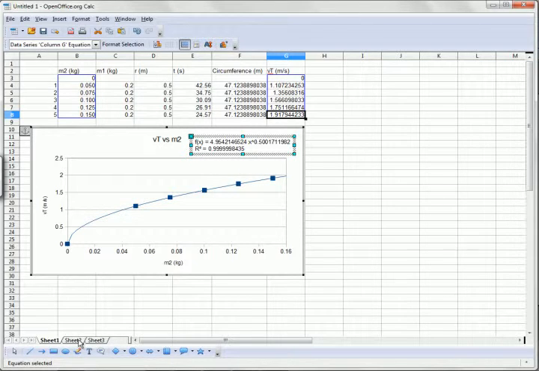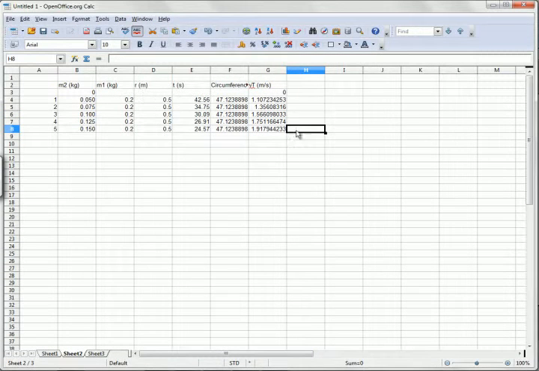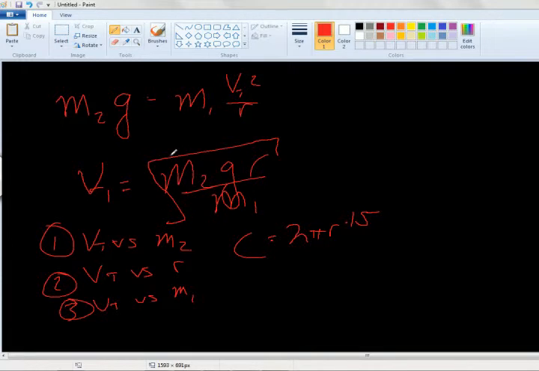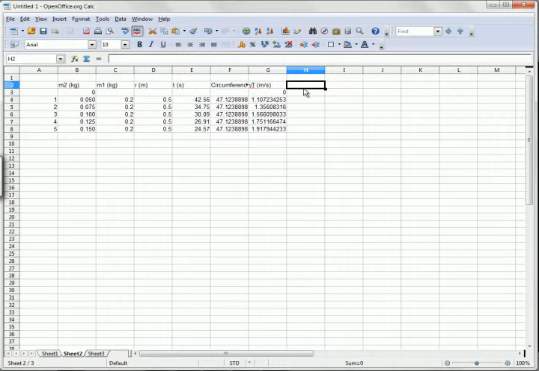I just want to show you how to do that linearization I was talking about earlier. So I'm going to go to another sheet which has my same set of data that I had before. And now, as you saw from the equation here, M2 is what's causing this not to be a line. So I'm going to create another column here, and I'll label this square root of M2.